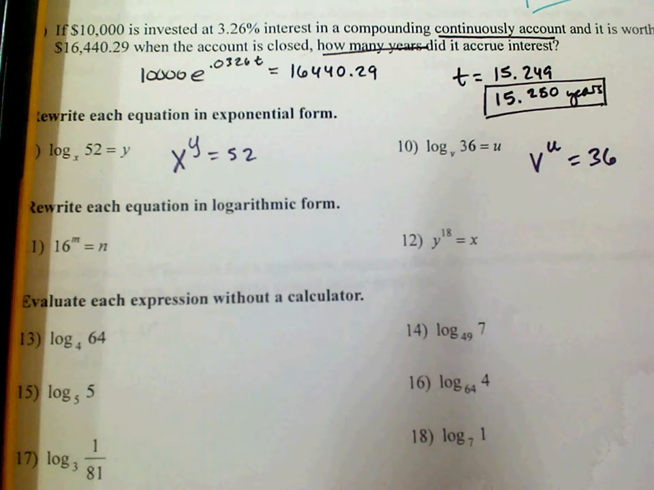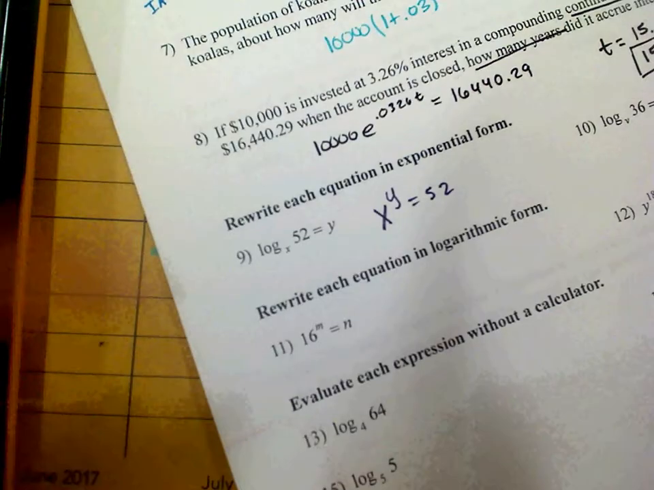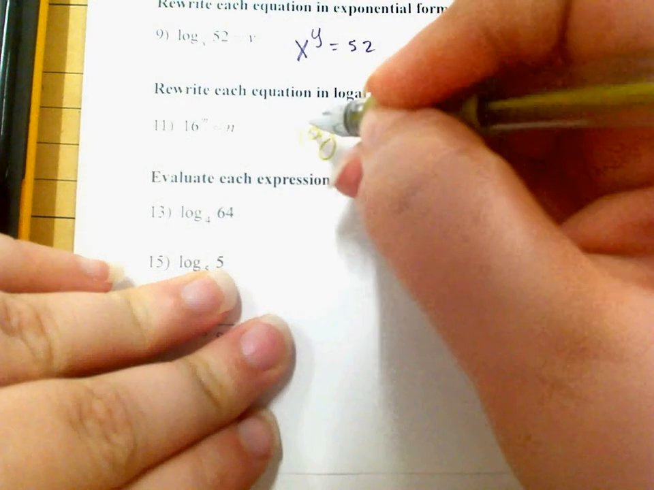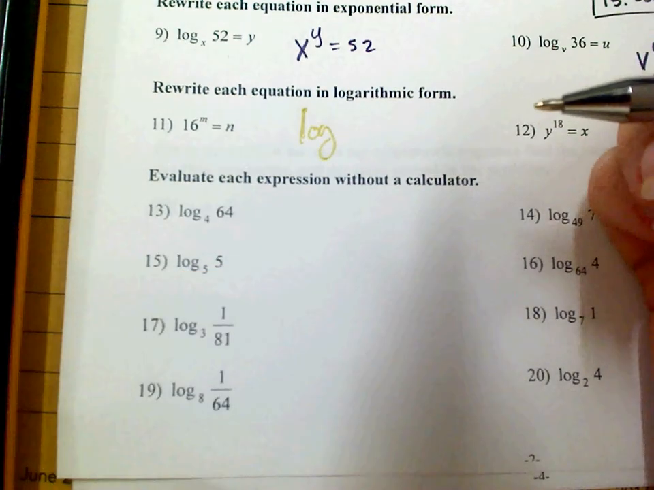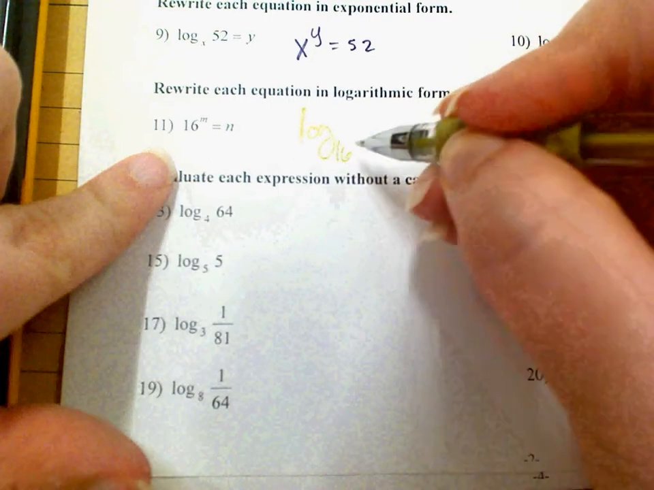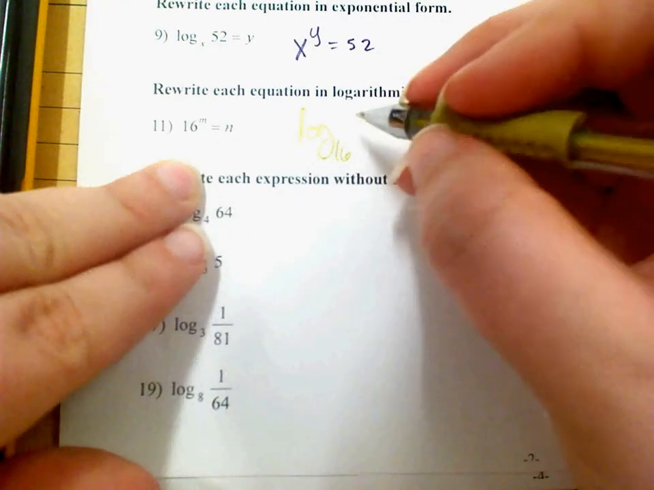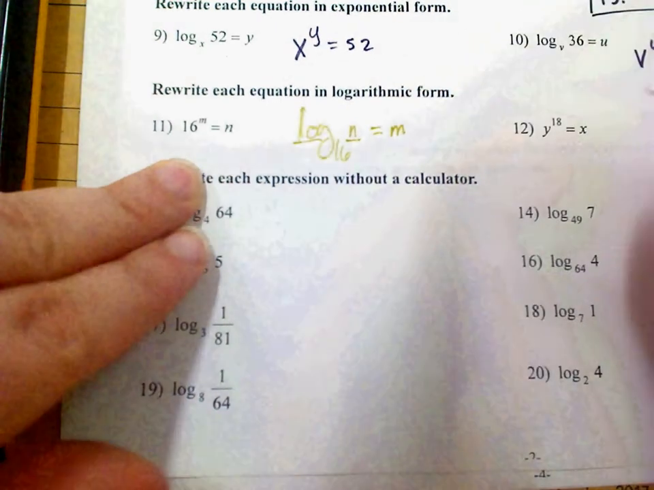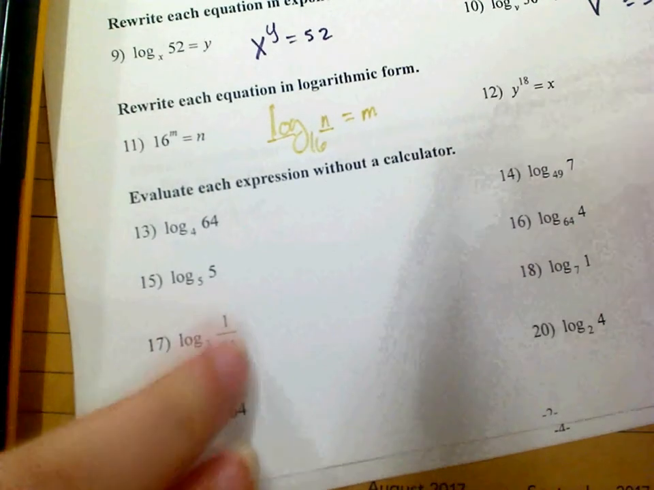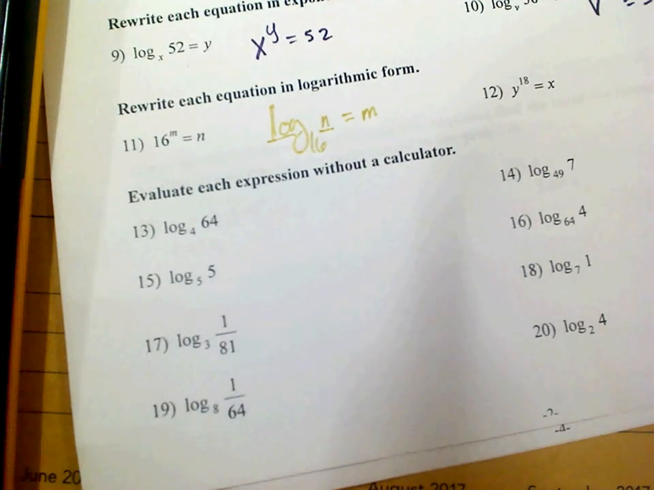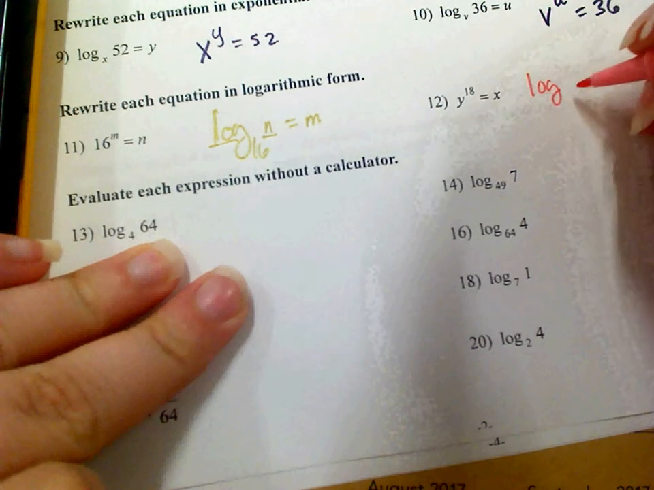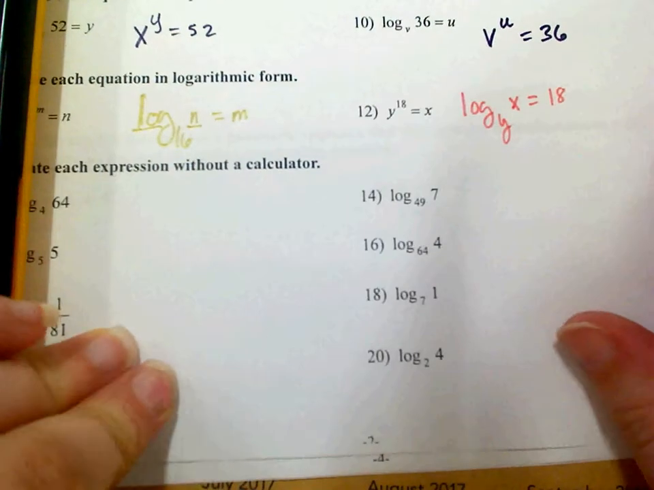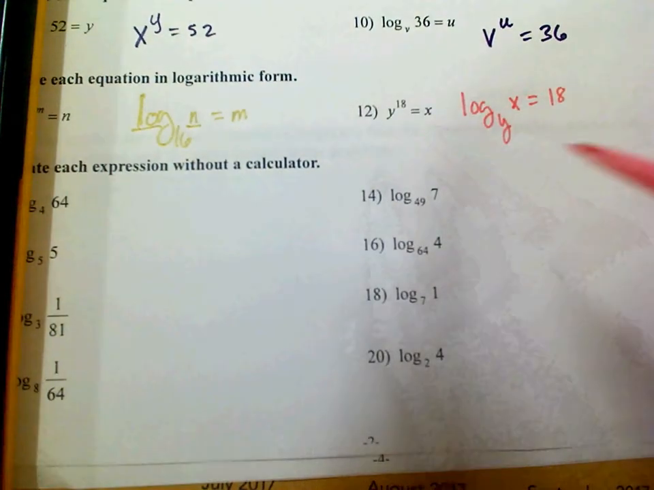Write it in log form. So this is log base. Well, the base of the log is the same thing as base of the exponent, so log base 16. It can't be of n, they can't be on the same side on both, so of n, and these need to be in line with each other, equals m. And this next one is log base y of x equals 18. So base of the log is the same thing as base of the exponent. They can't be on the same side in both versions, so there we go. And those need to be in line.